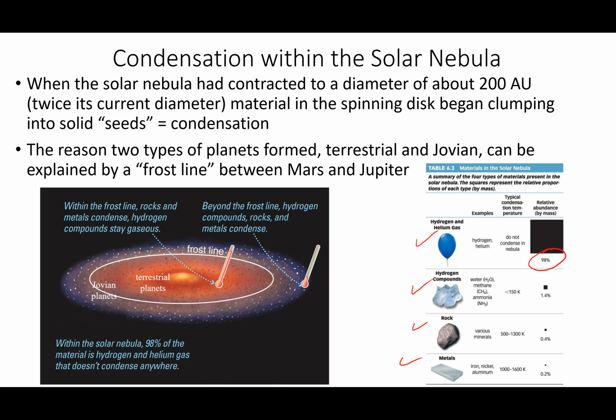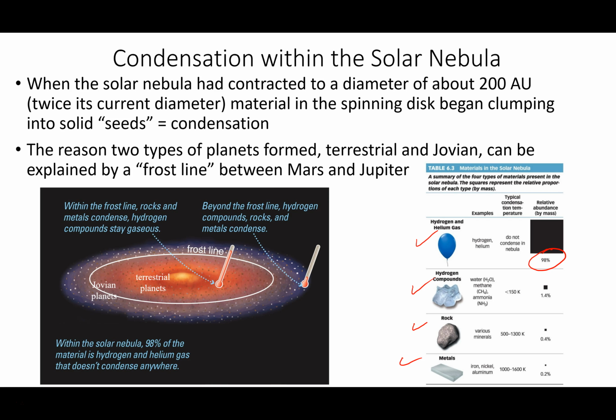So what does K stand for? Kelvin, yes. So these are Kelvin temperatures. This is saying that your metals will solidify at a warm temperature of 1,000 to 1,600 Kelvin. Rock takes a little bit cooler temperatures. Your ices take even cooler temperatures, and these gases do not solidify or condense.